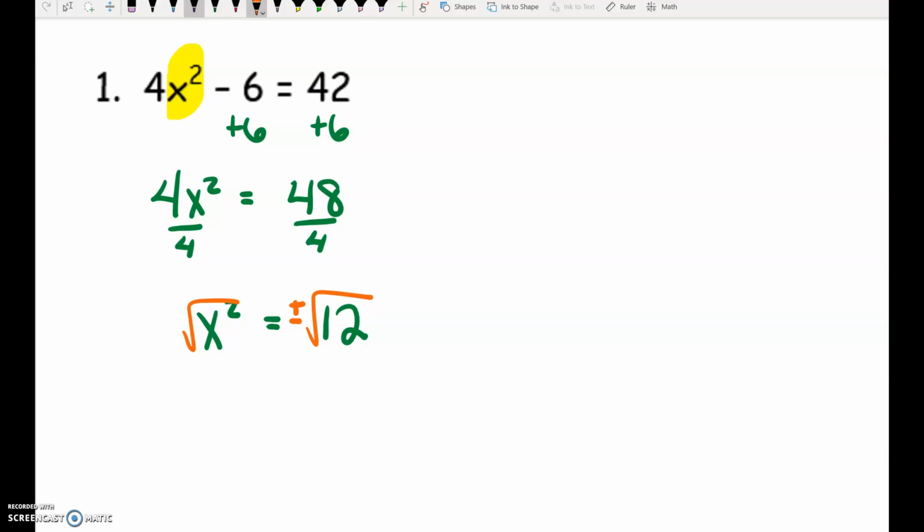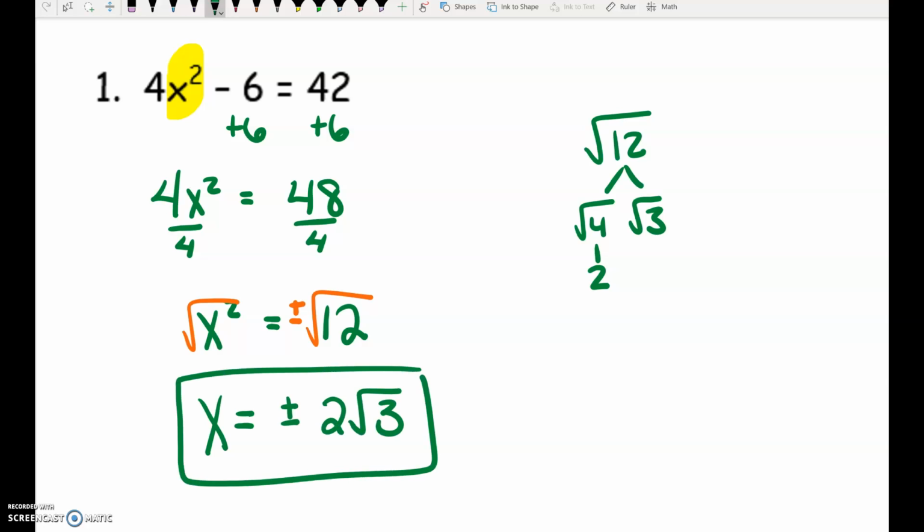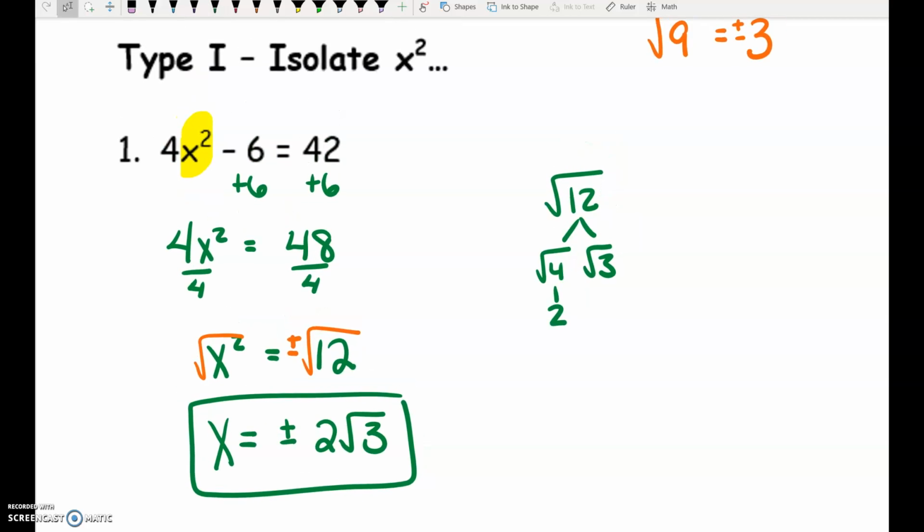Okay, we need to simplify the square root of 12. How do we simplify the square root of 12? Square root of 4, square root of 3. So x equals positive or negative 2 times the square root of 3. So get x squared by itself, square root both sides, stick a plus minus in there, simplify the square roots, and then you're done. So up at the top it says isolate x squared. You may want to add then plus minus square root.